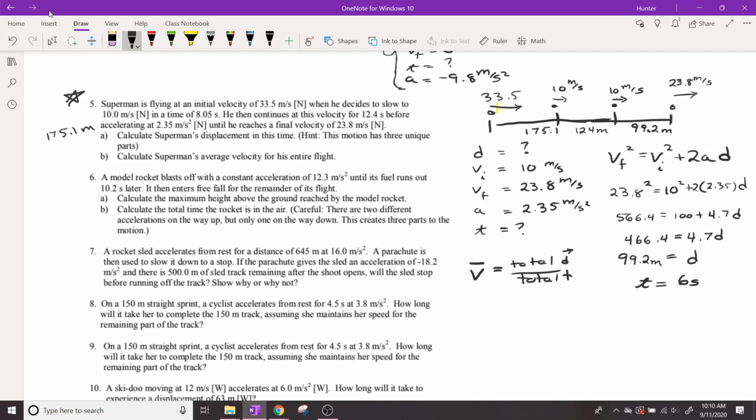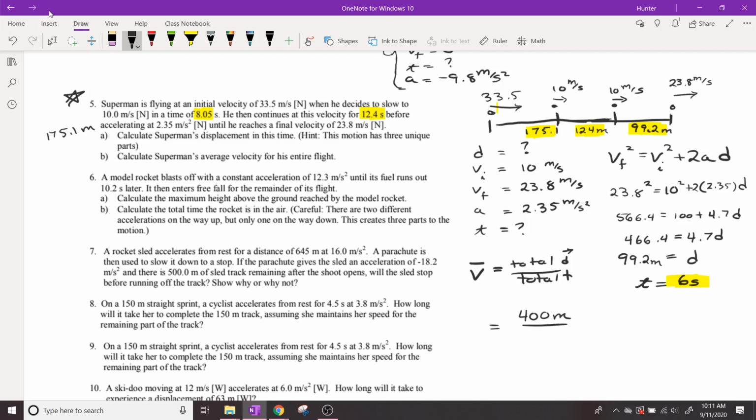So the total displacement, I think we have everything, is going to be all of the highlighted yellow: 175.1, 124, 99.2, and then all the times we'll get mainly from the problems. There's 6 seconds for the time, there is 12.4 seconds, and also, where's the third one? 8.05 seconds. So we're going to add those together. What is our total displacement? Roughly 400? Okay, so can I put 400 there and be okay? All right.